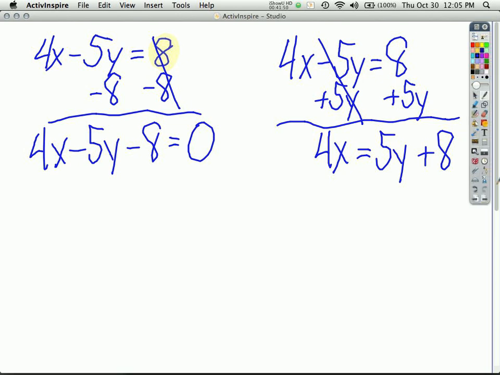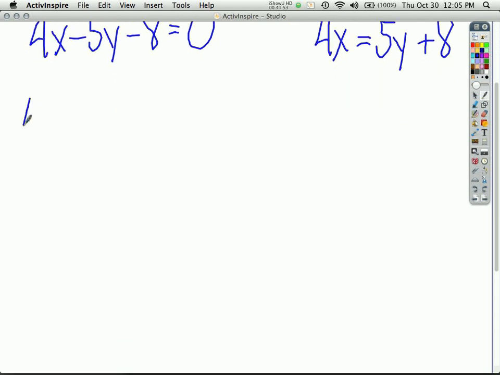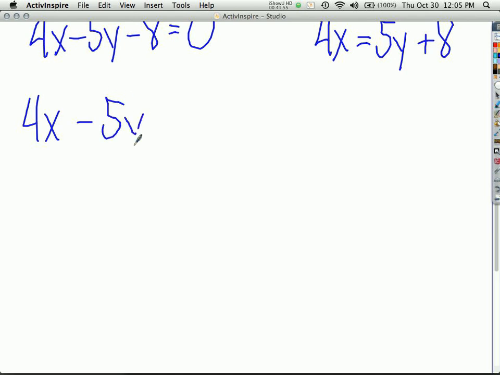Let's do another one. Let's do 4x minus 5y equals 8. But now I'm feeling not only wacky, but I'm feeling like a challenge, and I don't want that 4 there anymore. I want that 4 to turn into a 1. How do I make that happen? I want the 4 to turn into a 1. Michael. Divide both sides by 4. But now watch what you were taught. Divide both sides by 4.